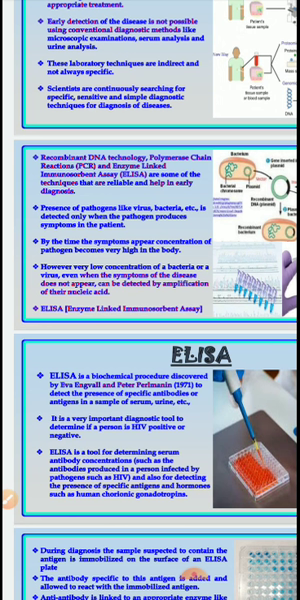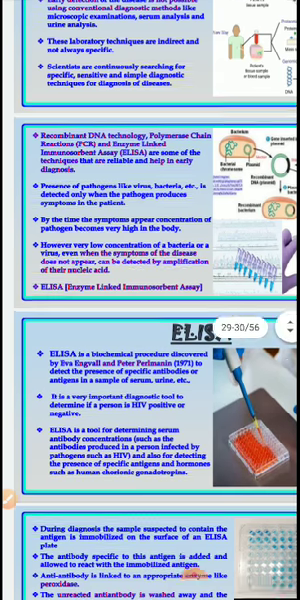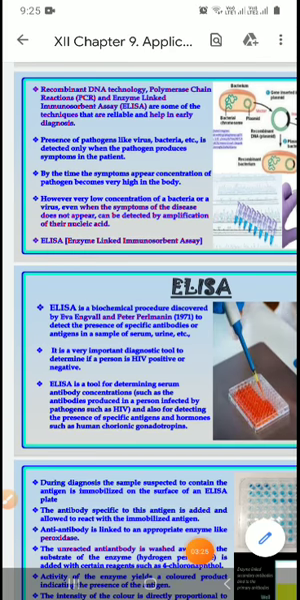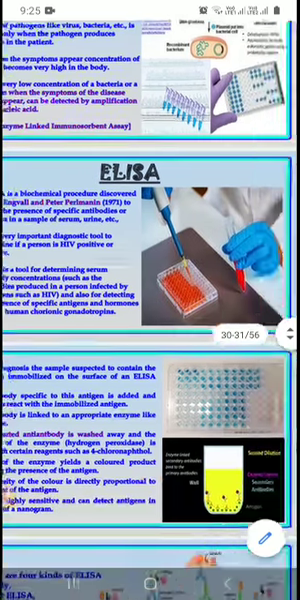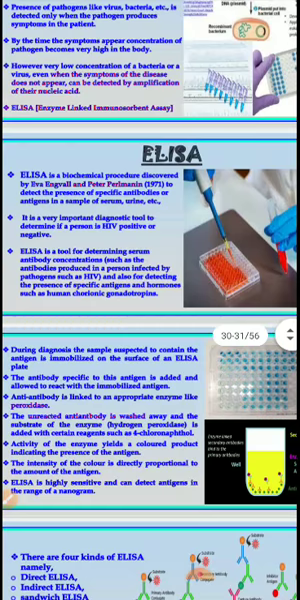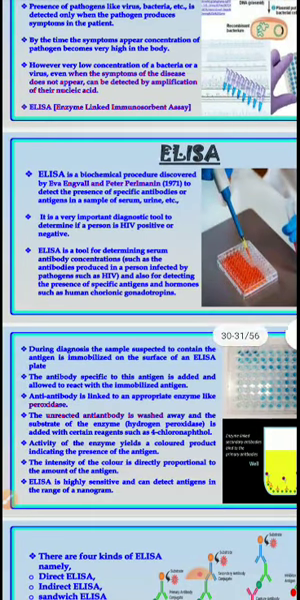The presence of pathogens like viruses and bacteria is detected only when the pathogen produces symptoms in the patient. But by the time of the symptoms, the concentration of pathogen in the body has become very high. However, there can be a low concentration of bacteria and a high concentration of the nucleic acid. Okay, ELISA, enzyme linked immunosorbent assay, is the AIDS test. So how do they do that? See, this is the ELISA test. The microbiologist will do it like that.